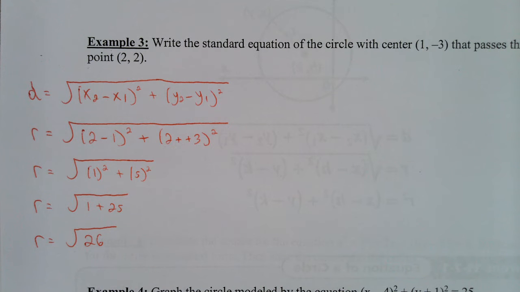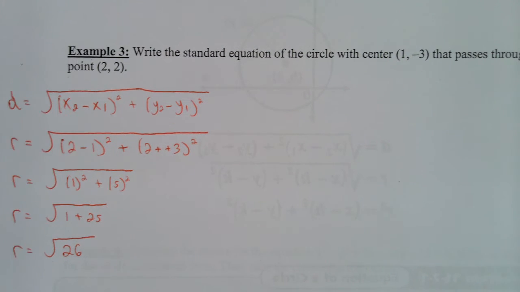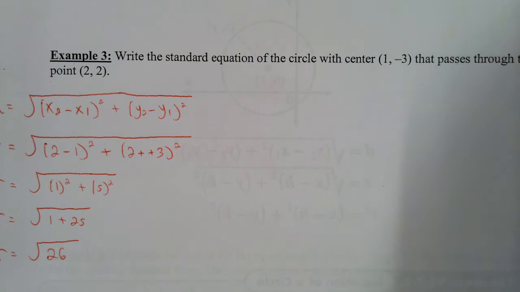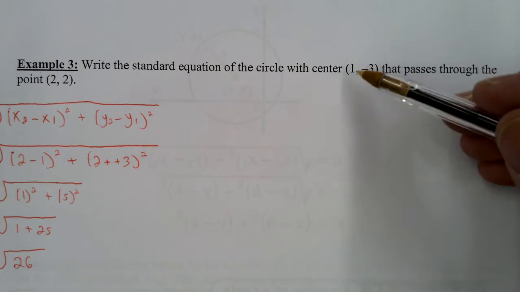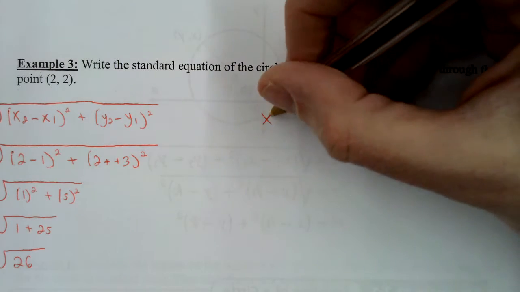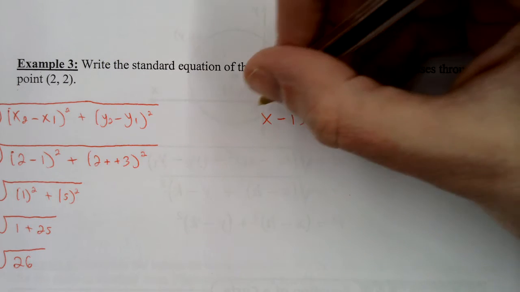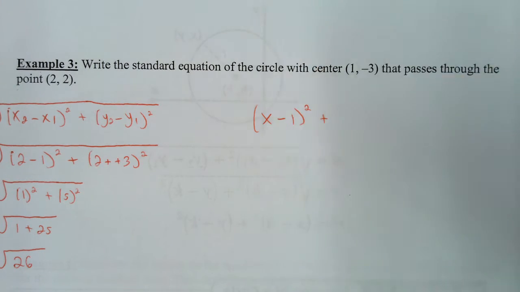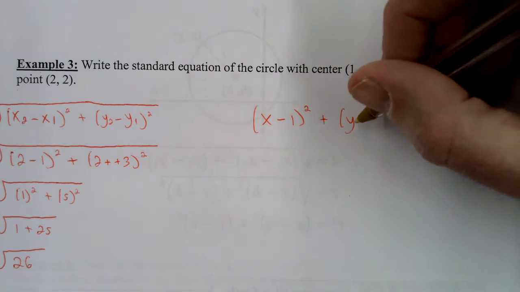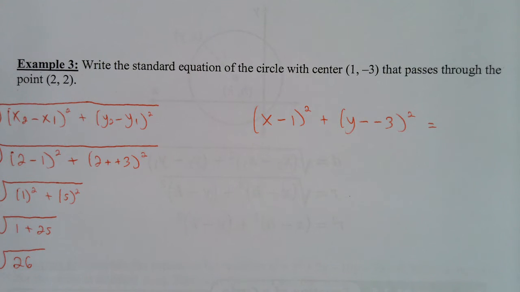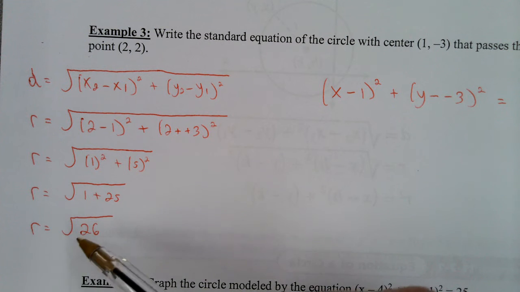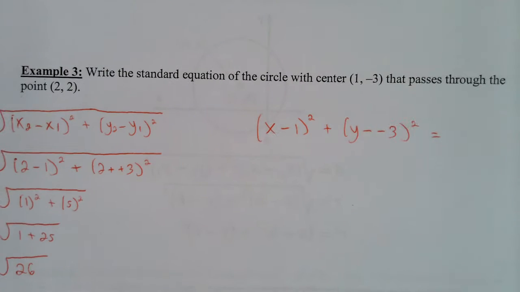Now we'll go back into the formula. Again, you can probably skip these steps. The center is 1, -3, so I'll do x minus 1 squared plus y minus -3 squared equals the radius squared.